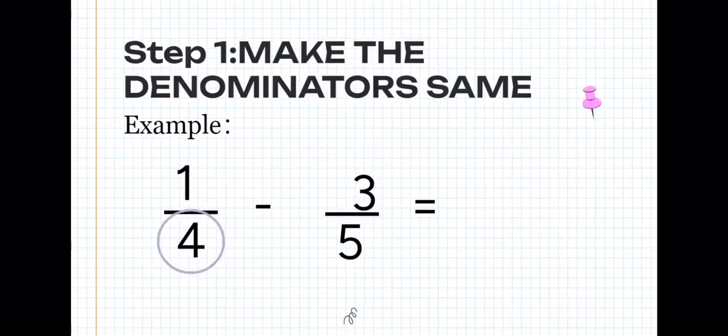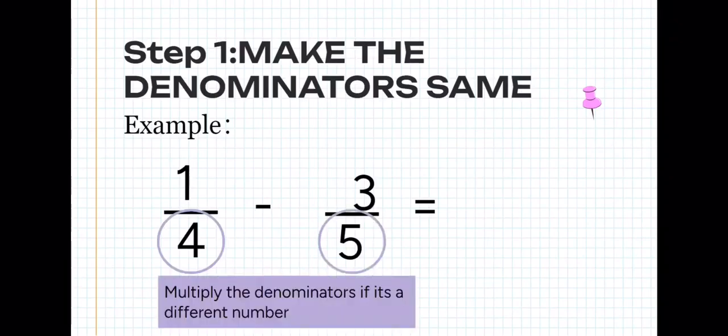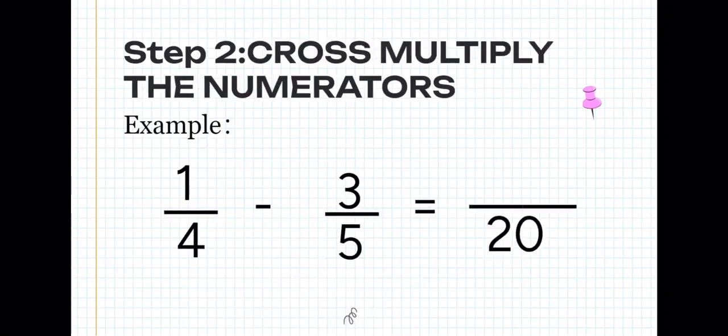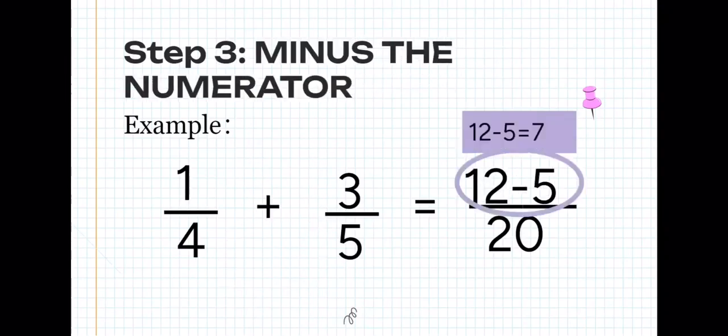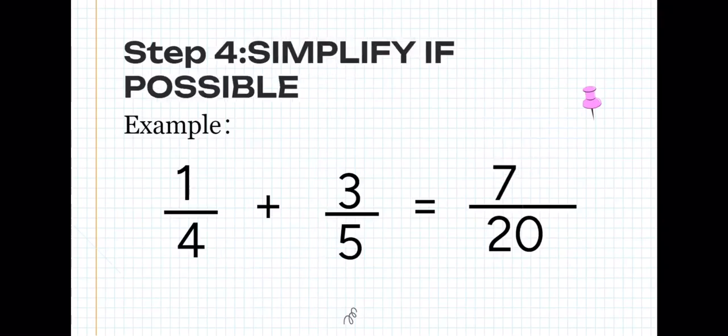And now subtraction. We do it the same way: make the denominator the same. Multiply the denominators if it's a different number, which gives 20. And then cross multiply the numerators. And then 12 minus 5 is 7, so write 7. We cannot simplify, so this is the final answer.